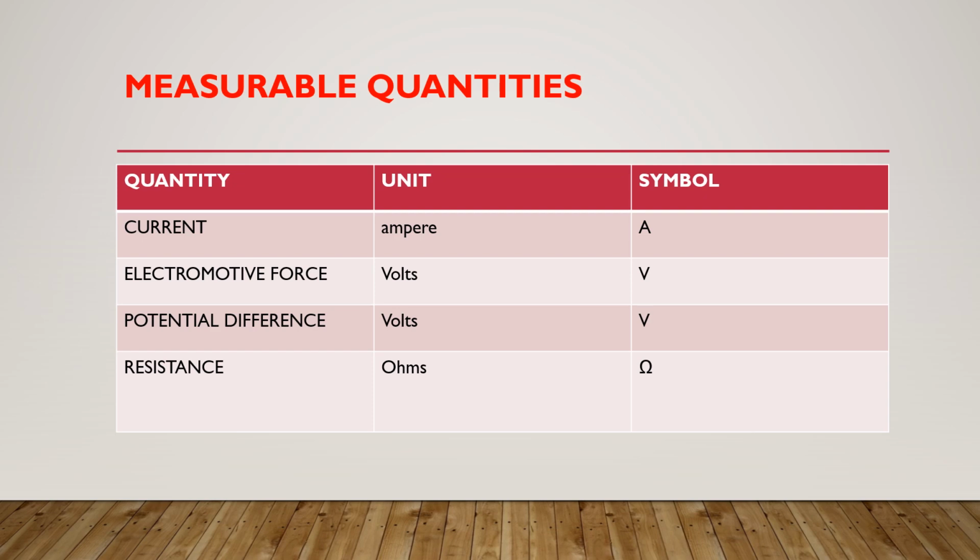In any electrical circuit, there are basically 4 things that you can measure. One, you can measure current. That is one of the measurable quantities, and current is measured in a unit referred to as the ampere, and the symbol for ampere is capital A. Electromotive force that I have just defined is measured in volts, just as the potential difference. They are both measured in the same unit and both have the same symbol. Resistance is measured in ohms, and the symbol for ohms is the letter omega. It's a Greek letter, omega.